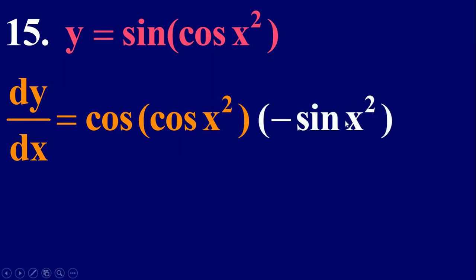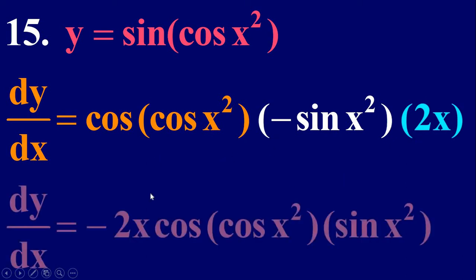Again we have to differentiate x square. So sin differentiation is cos of cos x square. Again cos x square is minus sin x square. Again you have to differentiate x square. X square differentiation is 2x. We can simplify this. That is minus 2x cos of cos x square into sin x square.